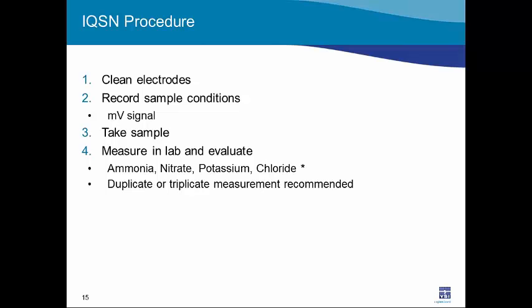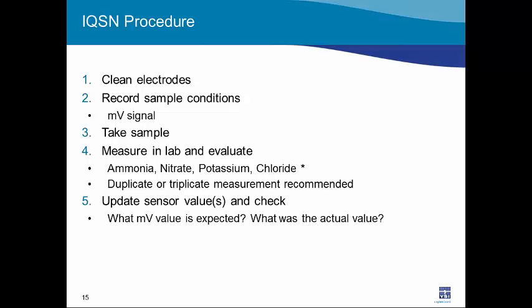I recommend doing duplicate or triplicate measurements on the photometer. Simply stated, if you only do one, you really don't know if it's correct. If you do two and they're very different, you're really not sure which one is more correct. Three is preferred because then you basically have a tiebreaker.